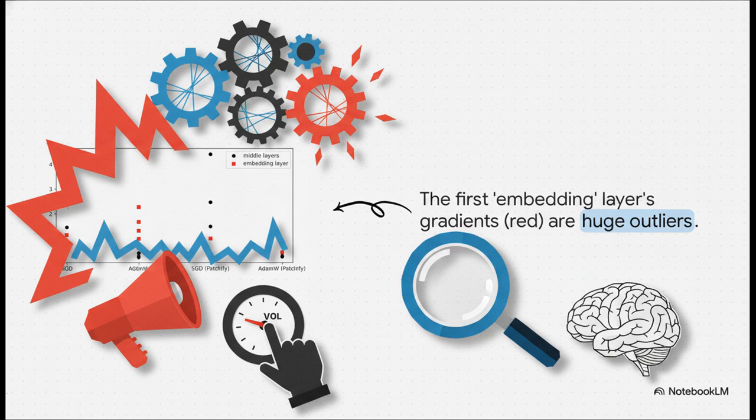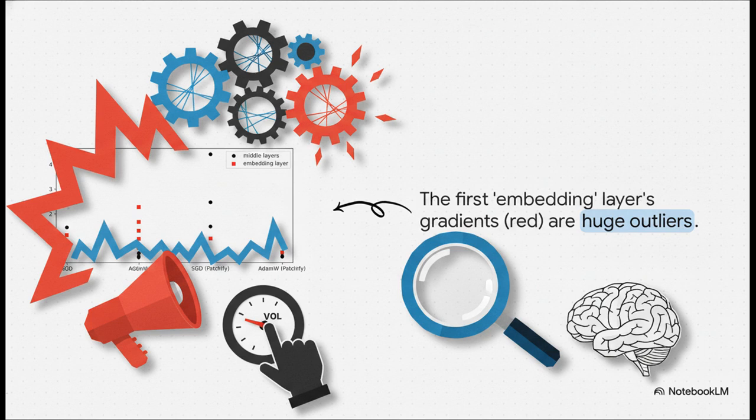The black circles are most of the layers, pretty normal. But look at those red squares. That's the very first layer of the network. On these vision transformers, that first layer's update signal is a massive outlier. It's basically screaming for a change compared to all the other layers.